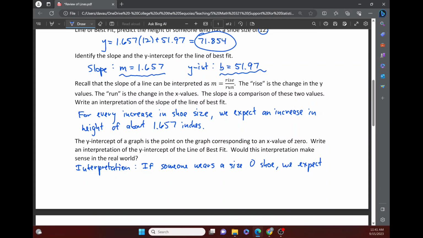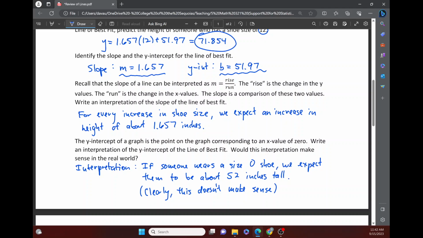And then would this interpretation make sense? No, clearly this doesn't make sense, since nobody can wear a size 0 shoe. Okay, but there will be scenarios in which it makes sense to interpret the y-intercept, and then there will be other scenarios like this one where it doesn't make sense.